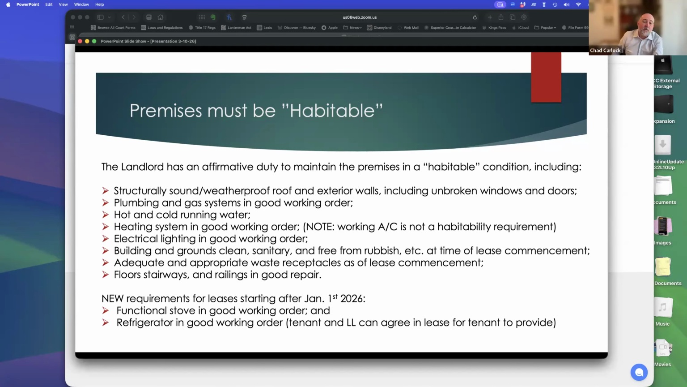So the new requirements, the new additions to the list of habitable requirements, starting this year, is that there has to be a functional stove in good working order in order to prepare food.